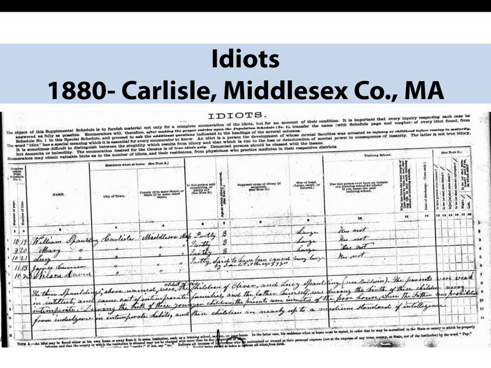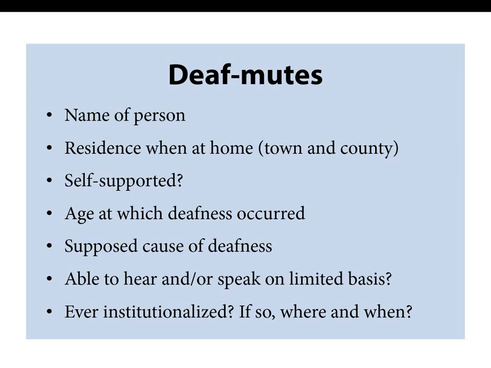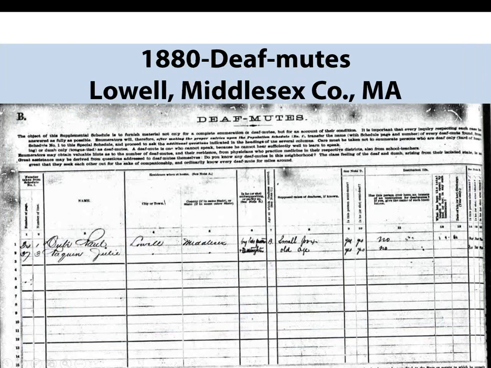So a few other examples. Each of these schedules is part of that bigger schedule, the defective dependent class. So deaf individuals, the name of the person is included. Again, the residents when they're at home, because they don't want to double count. They're asking whether or not they're self-supported, the age at which the deafness occurred, supposed cause, and also if they've ever been institutionalized. And again, this is information that they're likely gathering because they want to figure out what to do with policy and government programs to help these individuals.